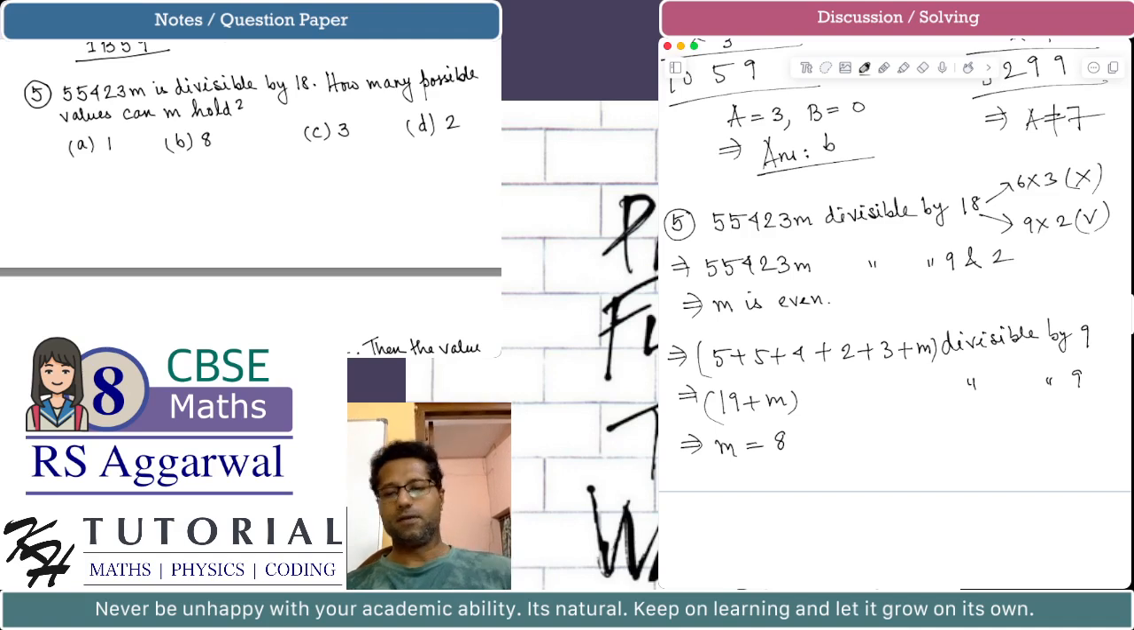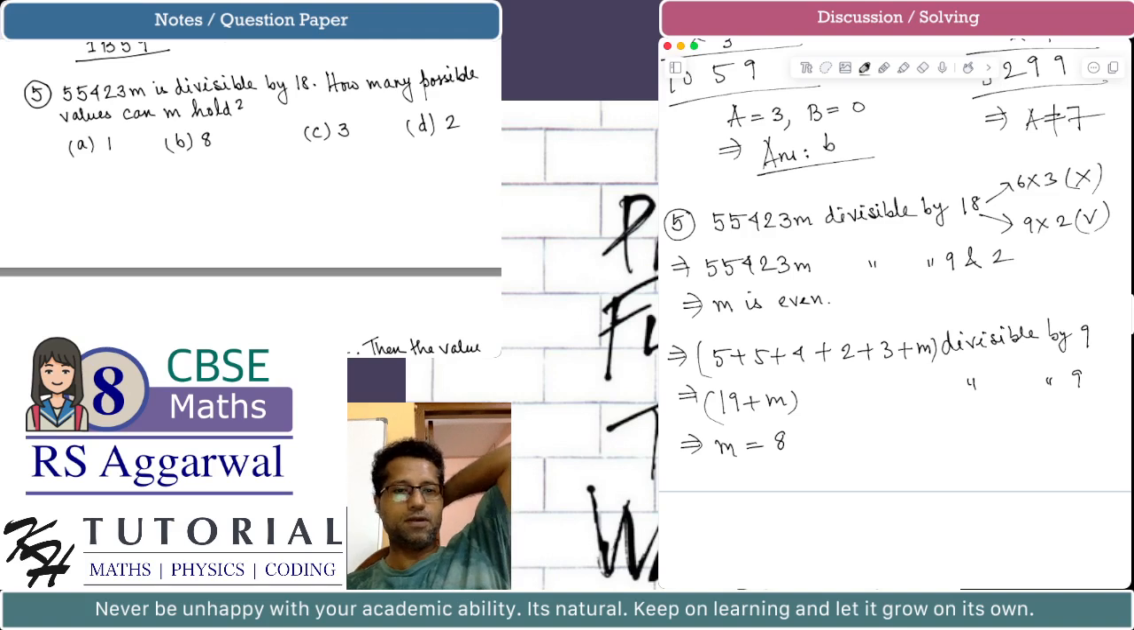Now after 27, what is the number which is divisible by 9? That is 36. Now for 19 plus m to be 36, the value of m has to be a number which is greater than 9, but m cannot be greater than 9 because m is a digit whose values will be from 0 to 9. So the only possible value of m is 8. So the number of possible values m can hold is 1.